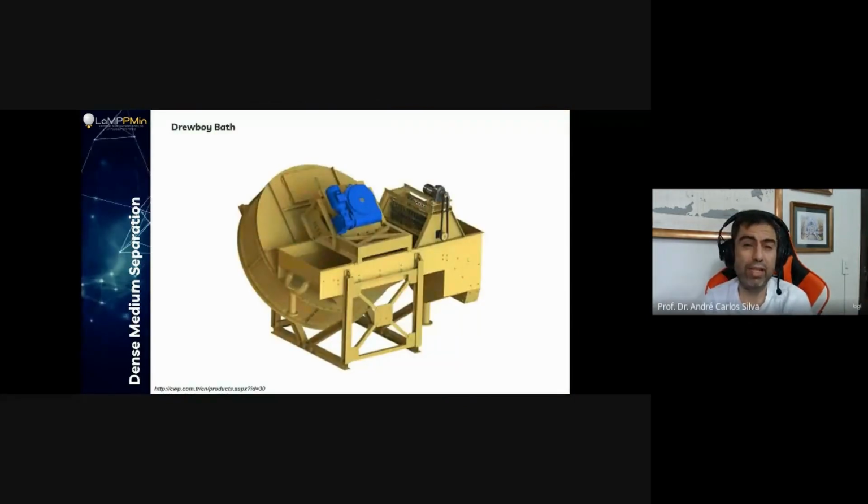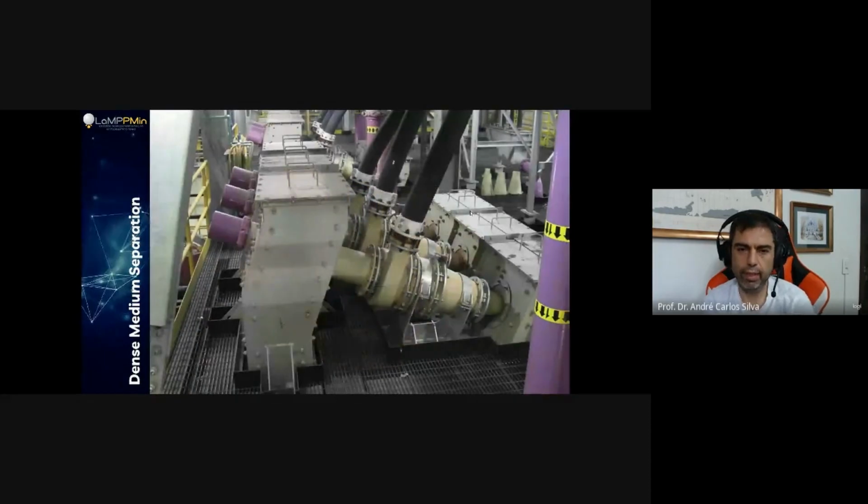So if you think that it's too big and not so good for you, you can go for a Drewboy bath, and it's again the same idea, the same concept, but instead of having the bucket wheels on the vertical, I have an inclined one, and then I have a smaller machine. But inside would be quite similar.